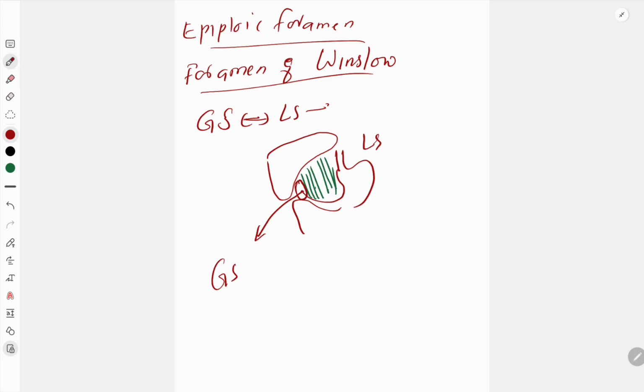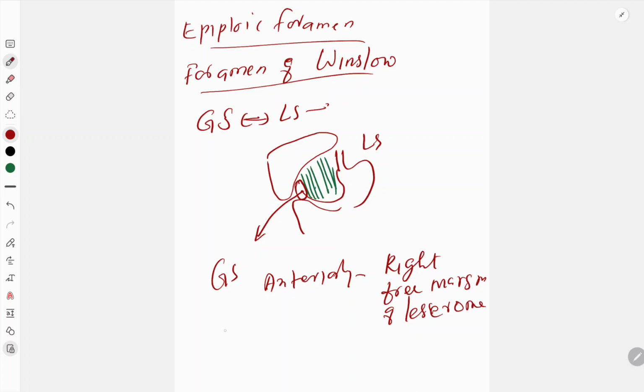So normally it has boundaries. Actually, you can see what structures we have. At the right free margin of the lesser omentum, what structures are there? We have the bile duct, portal vein and hepatic artery. Anteriorly it is bounded by the bile duct, portal vein and hepatic artery.